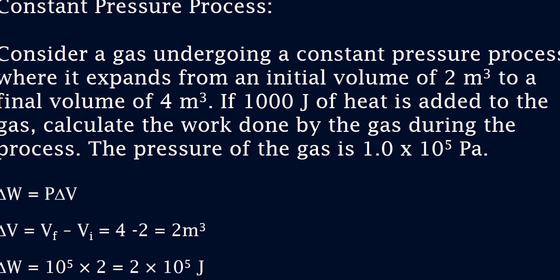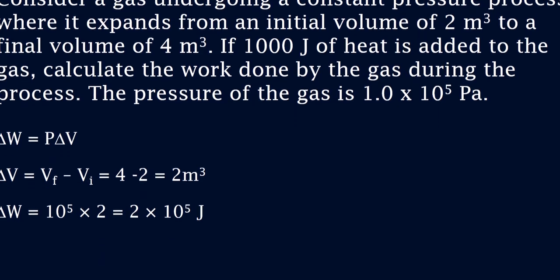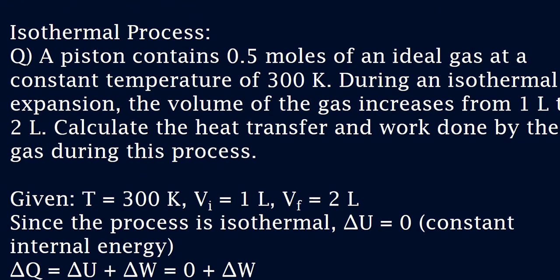Now let's solve a question related with isothermal process. A piston contains 0.5 moles of an ideal gas at a constant temperature of 300 Kelvin. During an isothermal expansion, the volume of the gas increases from 1 liter to 2 liter. Calculate the heat transfer and work done by the gas during this process. Given T is equal to 300 Kelvin, V initial is 1 liter, V final is equal to 2 liter.